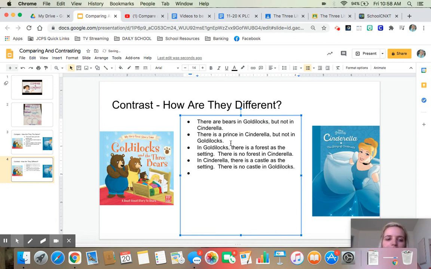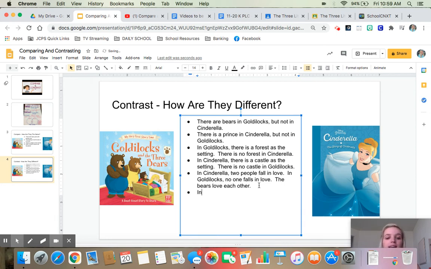Now, if we want to think about something that actually happens in the stories, we know that Cinderella falls in love with a prince. So there is a big theme in Cinderella about love. So in Cinderella, two people fall in love. In Goldilocks, no one falls in love. The bears do love each other, but they're not falling in love with each other.